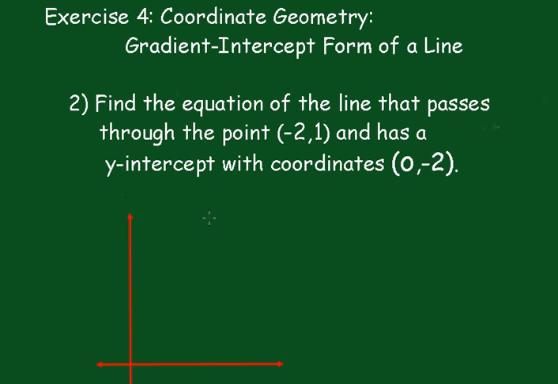Okay, now here is the answer. I'm going to give it to you in 2 forms. First one is in the form of y equals minus 3 over 2x minus 2. 4 marks if you got that. Now the general form was 3x plus 2y plus 4 equals 0. Now it's a good idea to practice by putting it in both forms.